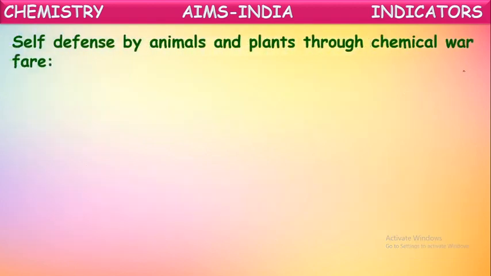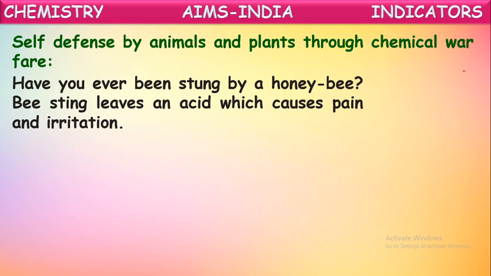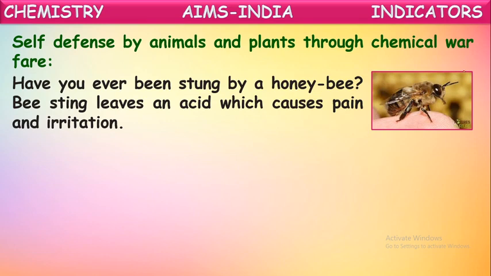Okay. Next, self-defense by animals and plants through chemical warfare. Yes. Have you ever been stung by a honeybee? How do you feel if a honeybee stings us? We feel pain and irritation. A bee sting leaves a small quantity of acid into our skin, which causes pain and irritation, because the honeybee leaves some acid into our body, which is called formic acid. So this acid causes pain to us.